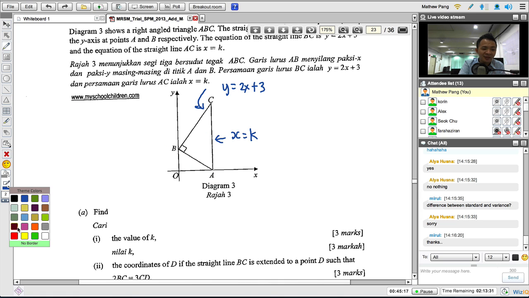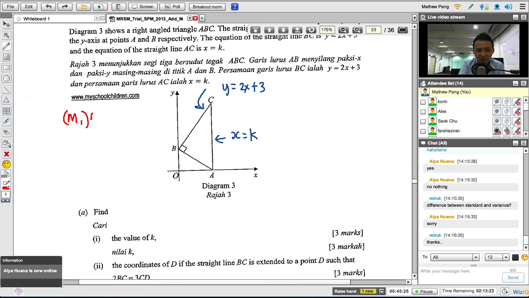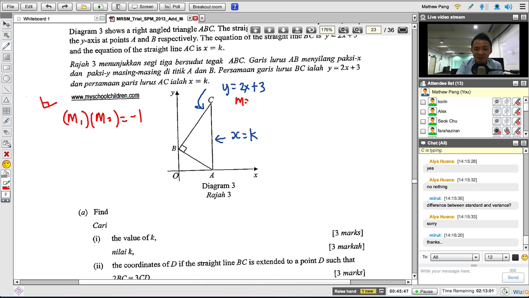Let me change to another color. First thing, they are 90 degrees. When they are perpendicular, I will link to one formula: M1 multiplied by M2 equals -1. This formula is specially for 90 degrees. You always need to check, is this in the form of y equals mx plus c or not? In this case, yes, because sometimes it's 2y or 3y, then you have to divide by 2 or 3. But in this case, the gradient is simply 2. So 2 times M2 equals -1, then M2 equals -1 over 2.